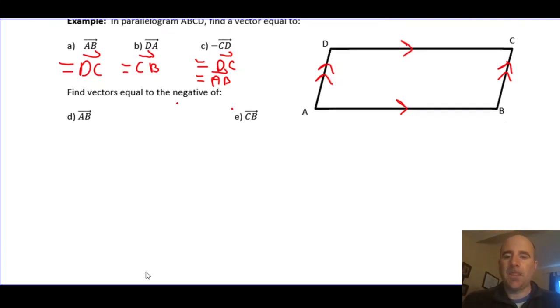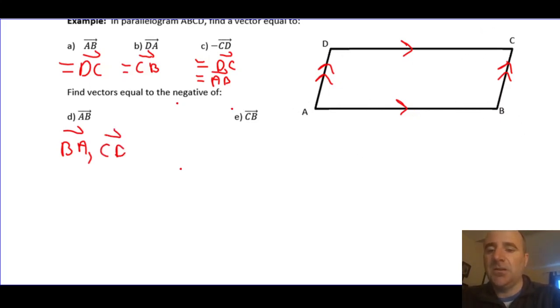Okay. Find vectors equal to the negative of AB. So not the same vector, but the negative of it. Well, again, one thing you could do right away is you could say BA. You don't even need to see a picture to know that BA is the opposite of AB. And then another example using the picture. If AB goes this way, then the negative of it goes the opposite way, which is CD. So CD is another possibility there. Notice I'm not saying equal because they're not equal. They're negatives of each other.